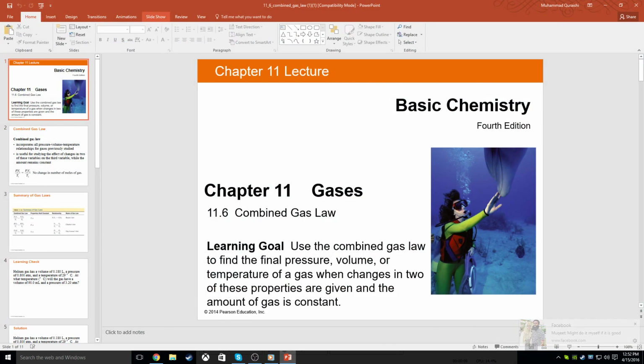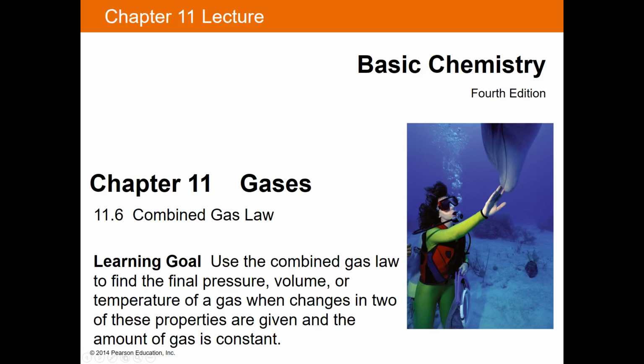All right, so the next law here is the combined gas law, where we're going to use the combined gas law to find the final pressure, volume, or temperature of the gas when changes in two of these properties are given and the amount of gas is constant. So here, we're going to be given 5 of the 6 variables, and we're going to look at the combined gas law, in which there are actually 6 variables instead of the usual 4.